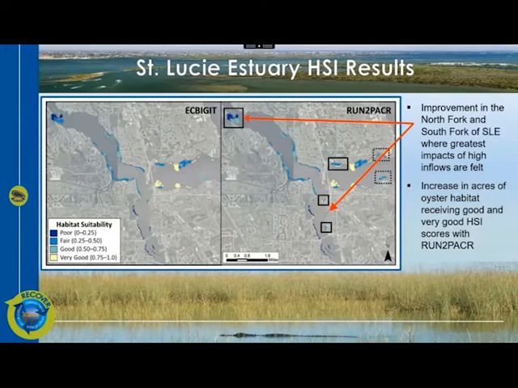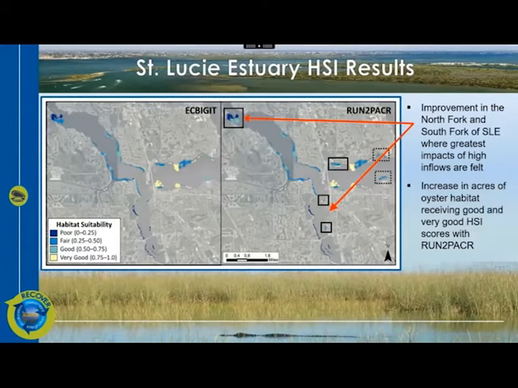Greatest improvement that we see in the St. Lucie estuary with the 2032 future scenario, an improvement in habitat suitability in the North Fork and the South Fork of the St. Lucie estuary, where usually we see the greatest impact of damaging high inflows. So the future increases in habitat suitability are likely a result of improving salinity conditions.